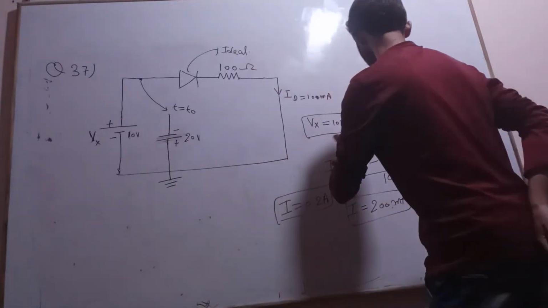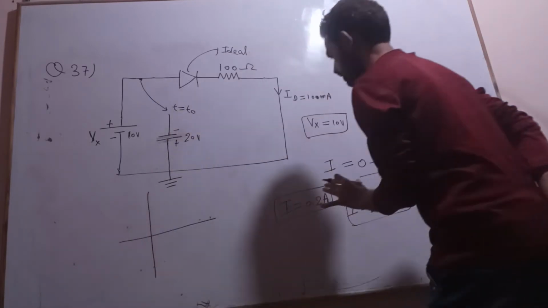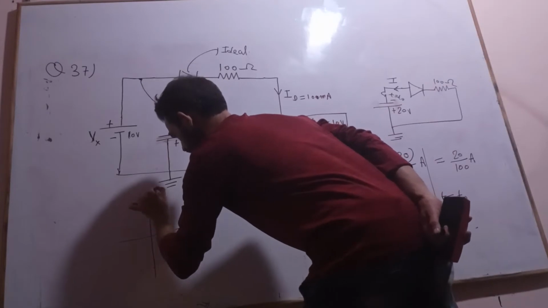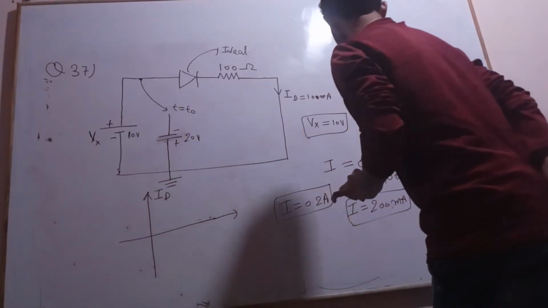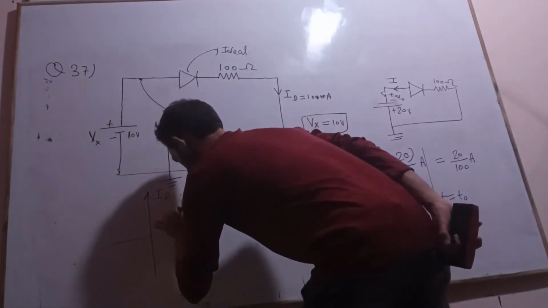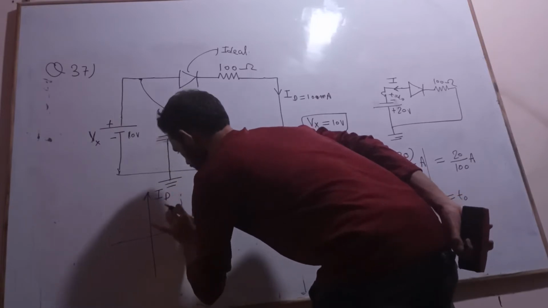After that, if you see here, this is my reverse recovery time. So from here we can understand it. This is my diode current. Initially, let us say this is my time t is equal to t naught.